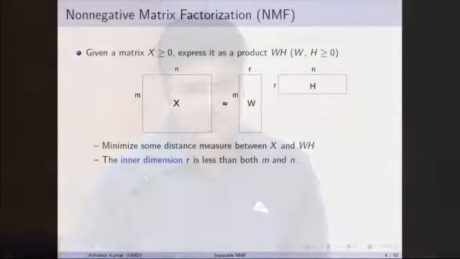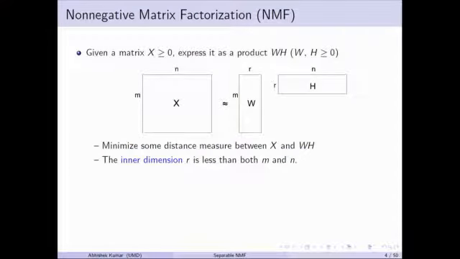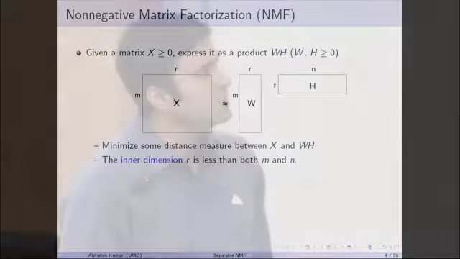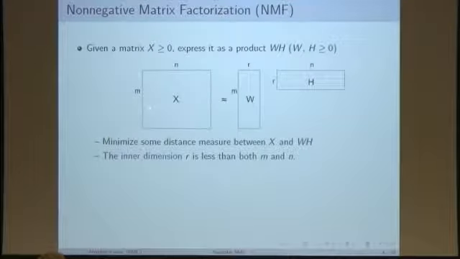So let me start with introducing the problem of NMF. The problem setting is that we are given a non-negative matrix X here, and the goal is to factor it into two matrices W and H, so that the product W times H is close to X in some distance measure. And again, W and H are also non-negative, so all the entries of these matrices are greater than or equal to 0. The small r here is the inner dimension of the factorization. It's usually much less than both m and n.